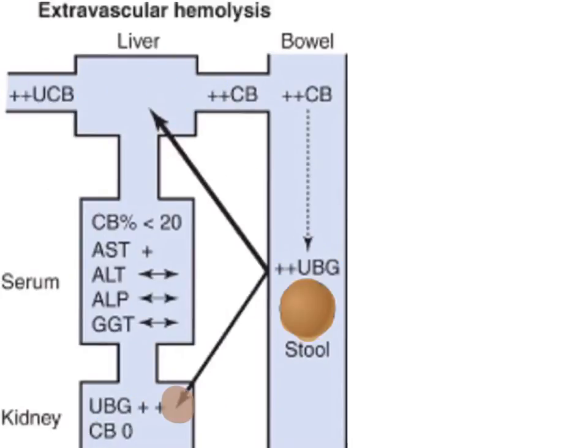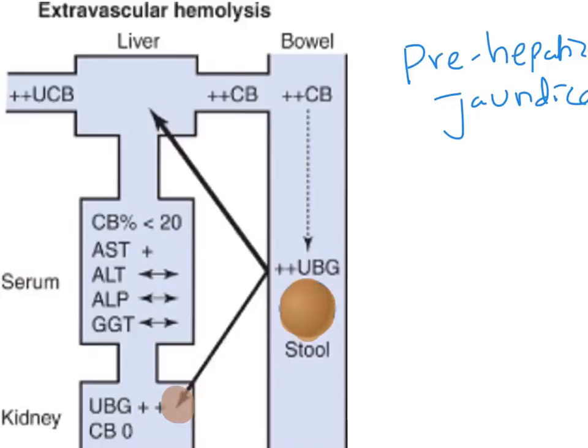Now let's move on to see what happens in pre-hepatic jaundice. The one that I'm going to explain now is pre-hepatic jaundice. It means an increase in the bilirubin levels in the blood. Normal total bilirubin is 0.3 to 1.3 milligram per deciliter. Whenever bilirubin levels exceed 2.5 milligram per deciliter, we call that jaundice.